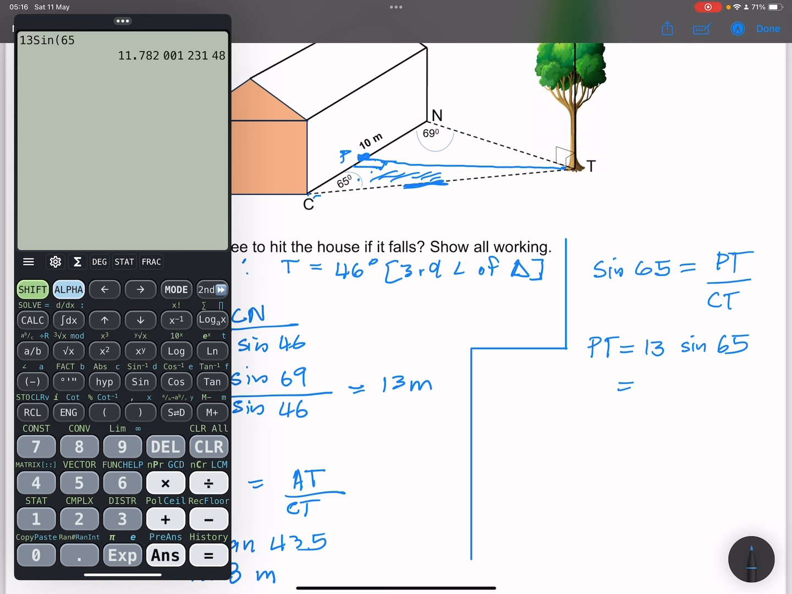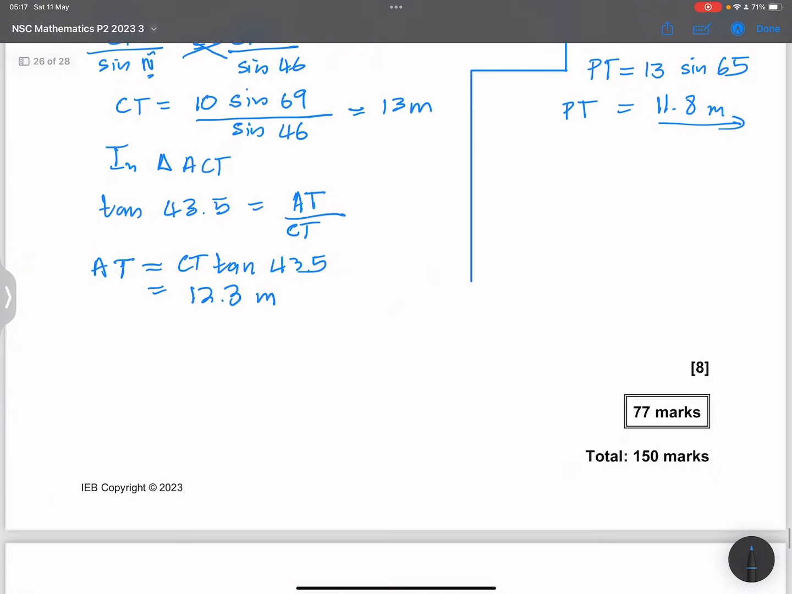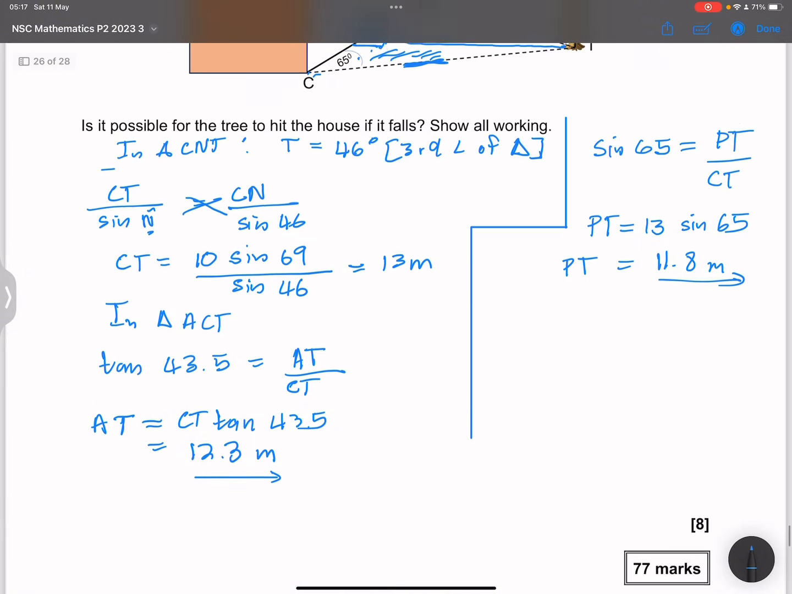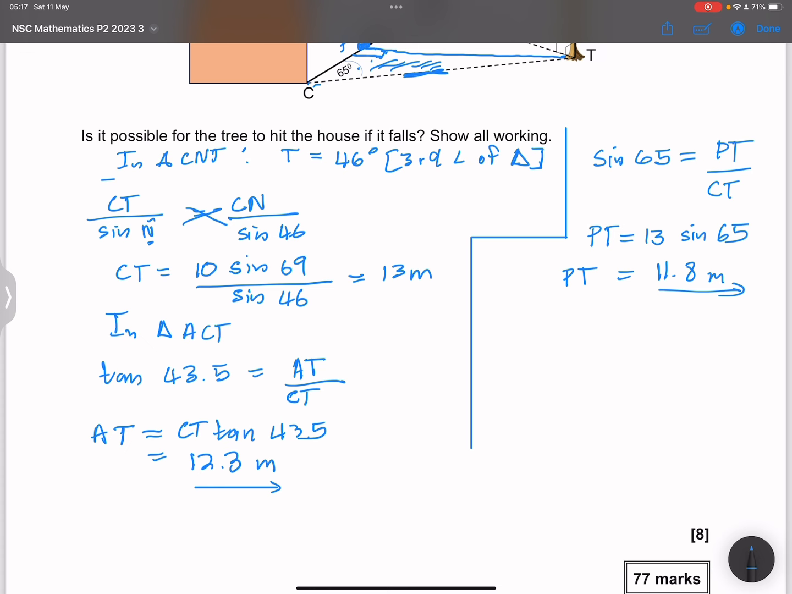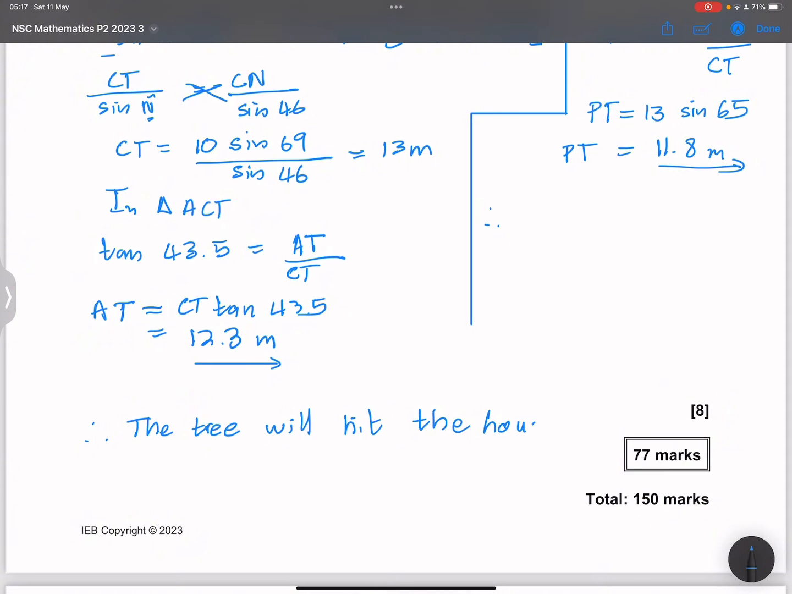I get 11.78, or 11.8 meters. So what does that tell us, ladies and gents? If the tree has a height of 12.3 and the shortest distance is 11.8, then it is definitely possible that the tree will hit the house. So therefore, the tree will hit the house. That is essentially how we will answer that question.